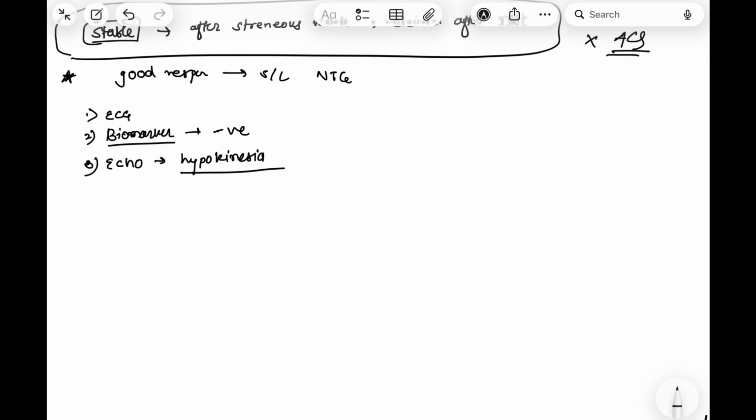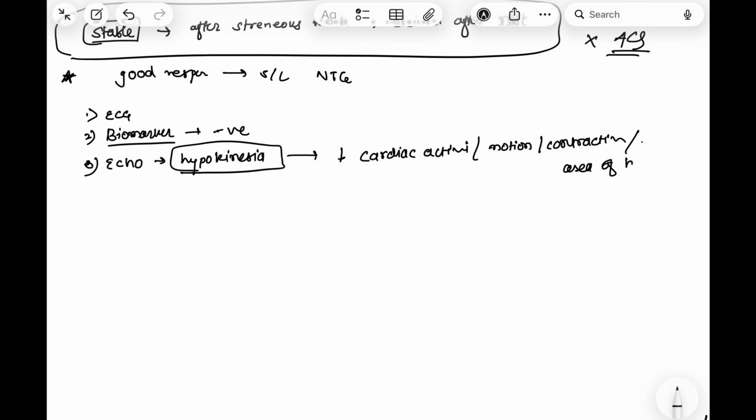Hypokinesia means there is a decreased cardiac activity, or we can say cardiac motion or contractility, at a particular area of the heart, right? So these are a few bedside investigations that we can do, but to identify whether there is ischemia or infarction, we need to do a few tests.